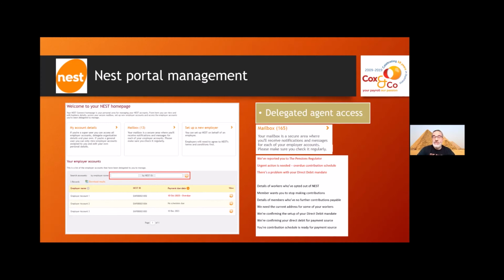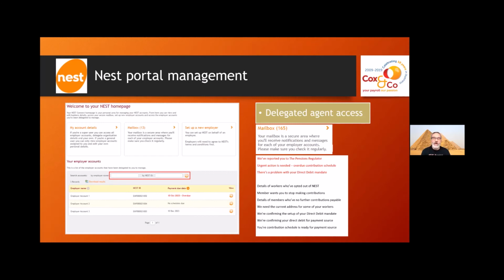We need the current address for some of your workers, so at some point an item of mail has been returned, probably not known at this address, so we will potentially ask you for an updated address for that worker, being aware that it may well have changed. And then you get the message confirming setup of your direct debit mandate. That's again an information thing. The bottom two are the ones that you get fed up with seeing. We're confirming your direct debit for payment source, so it tells you that the direct debit that you've processed is going to happen.